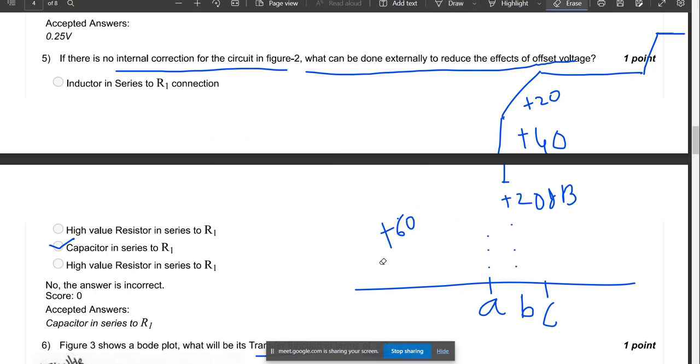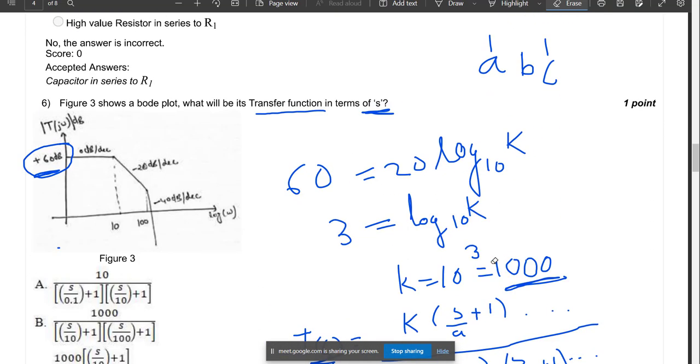You can find out how many poles and zeros are added into a function just by looking at the slopes. If you look at the slope, you will get to know what is going to be added here. This is plus 60 dB, we found out the k. Then a slope suddenly changes to minus 20 dB. So what does that mean? A pole is added.